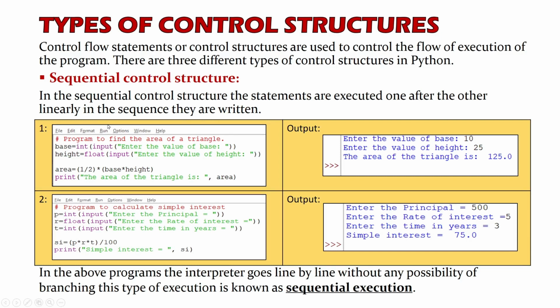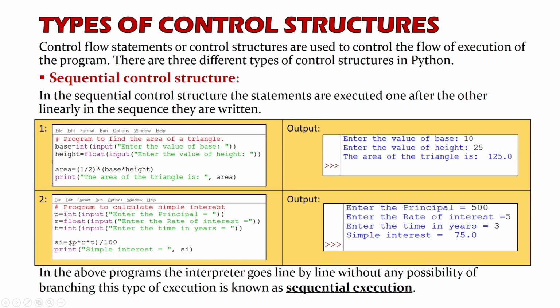So here we simply follow input, process, and output. There is no branching, no conditions to be put or followed. Simply the program is executed as it is written, in the sequence it is written. You can see the output. First it has asked for the value of base, then the value of height, then it was calculated, and then the output was printed along with the message.